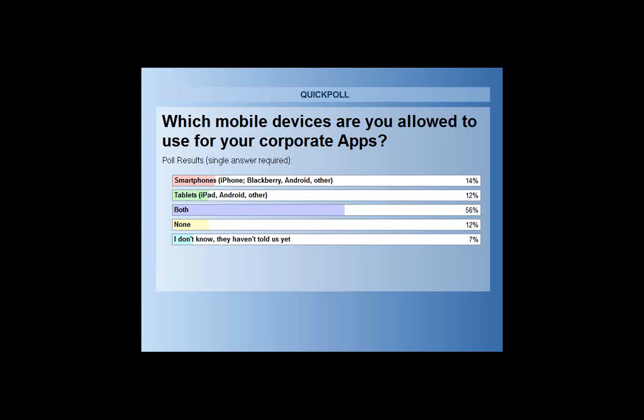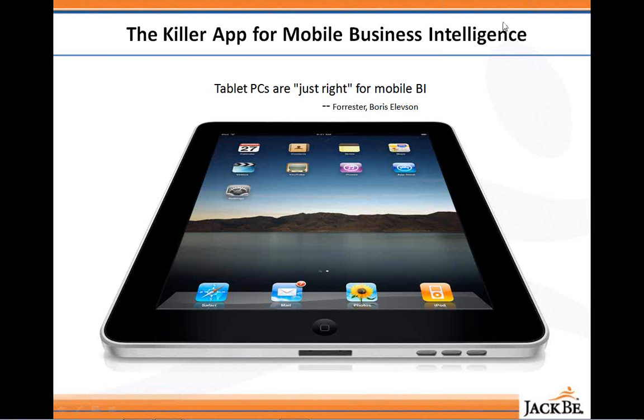So there you go. Smartphones and tablets both lead at 56%. That's quite surprising. The point here is what you're allowed to use for your corporate apps. Smartphones are a little ahead, and both together, which is great. And none, we understand that. A lot of organizations just don't know yet what they're going to do, and I don't know is definitely a well understood policy.